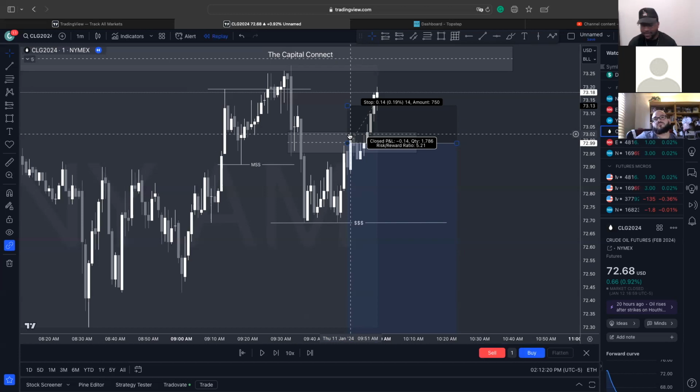The game is though to make sure that your losses are smaller than your winners, right? Which is why I target opposing liquidity, which is why I target that recent high and that recent low, because typically when I do that, what I'm risking is always going to be smaller than what I tend to make.